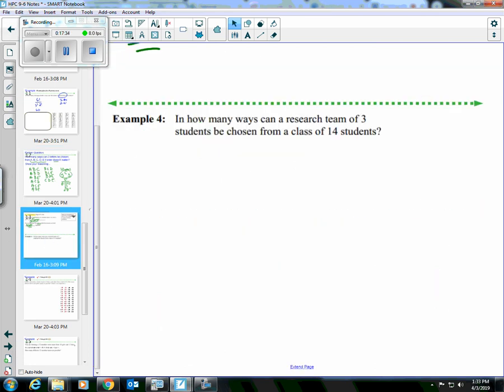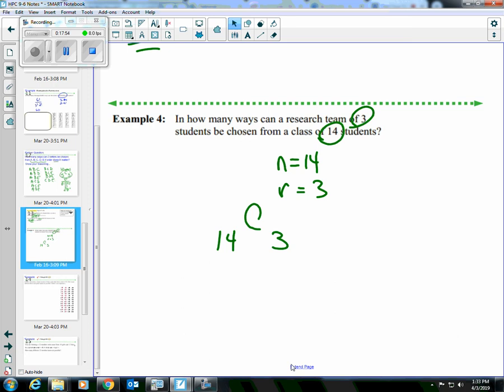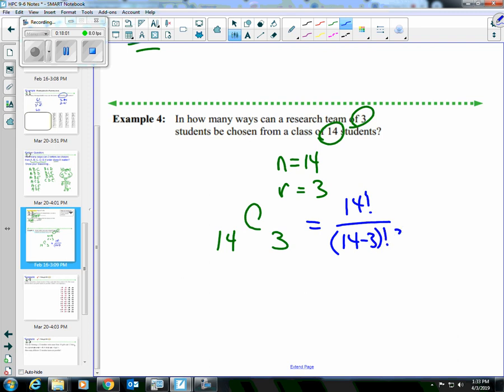So let's go back. Remember the one we did, the chairperson, vice chair, secretary? Choosing from 14, choosing 3. Order doesn't matter though. So say you're just going to choose a group of 3 people to be on this team. It doesn't matter which one's getting selected first. They're just all going to be part of the team. Well, that would be 14 combination 3. So let's see how that's different. So that would be 14 factorial over (14 minus 3) factorial, 3 factorial.